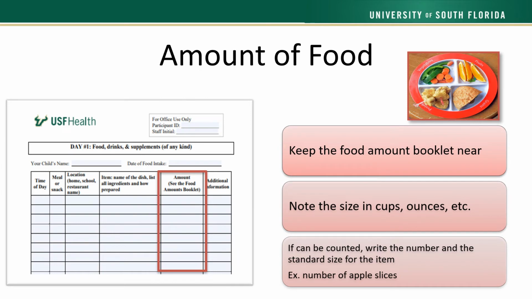Make sure to measure and note the amount of food. It can be recorded in cups, ounces, or even slices. If the item can be counted, write the number of pieces and the average size for the item. Since there are multiple ways to record the size, the food amount booklet will offer the best guidance. List the size and page number if you use the booklet.